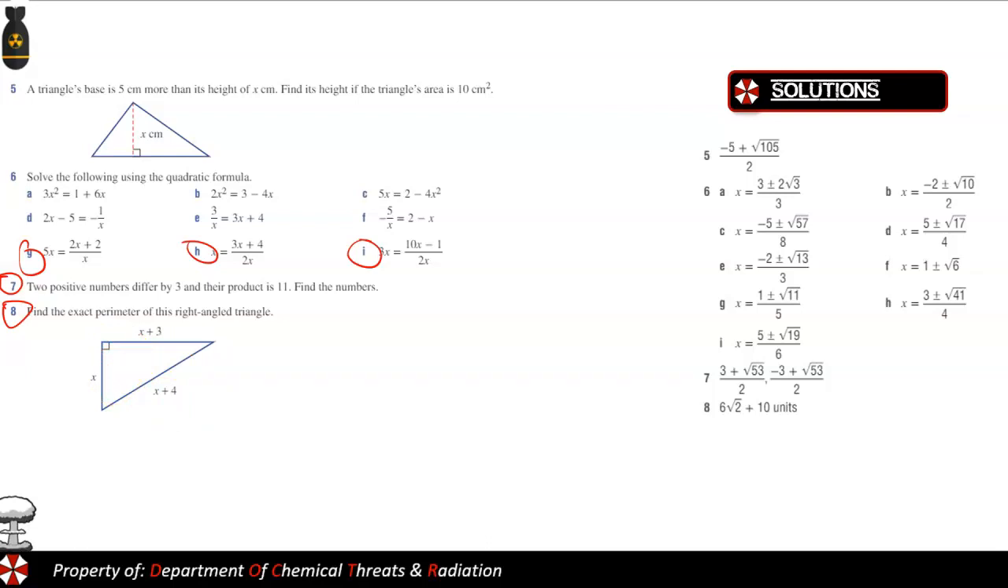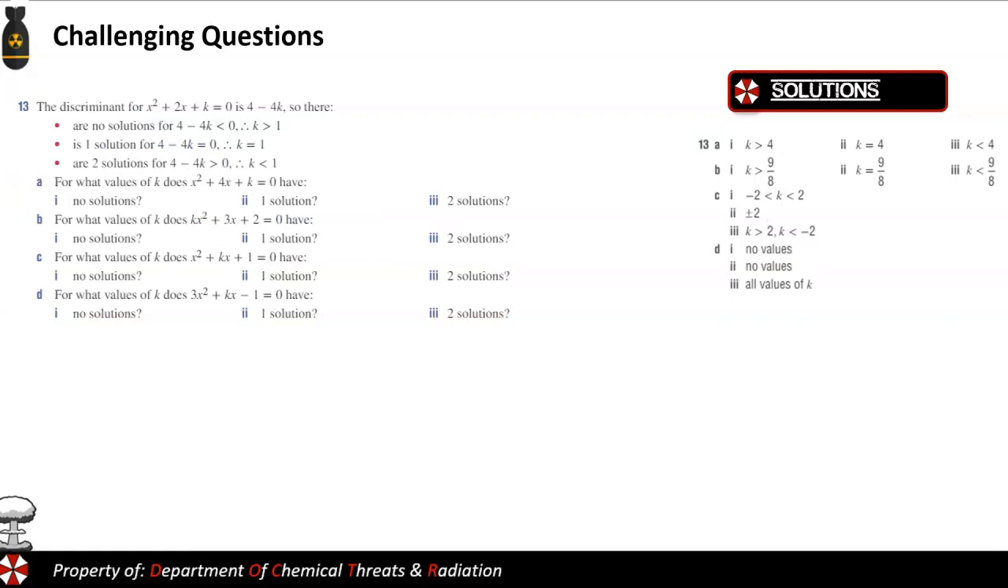Alright. Lastly, if you feel like a challenge, these are challenging questions. So if you want to have a go at them, by all means. If you feel like at this point you're a little bit overwhelmed, or you feel like this is really testing you, you don't really need that additional challenge, that's okay. That's fine. But if you want, have a go at question 13. There are some more challenging questions here.